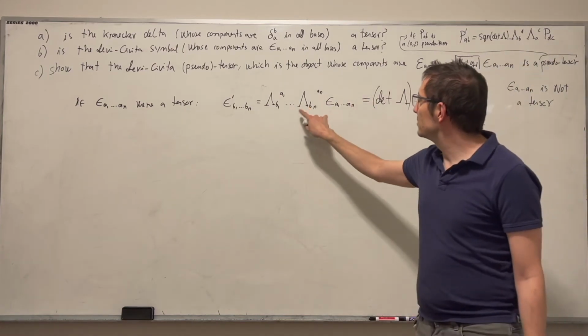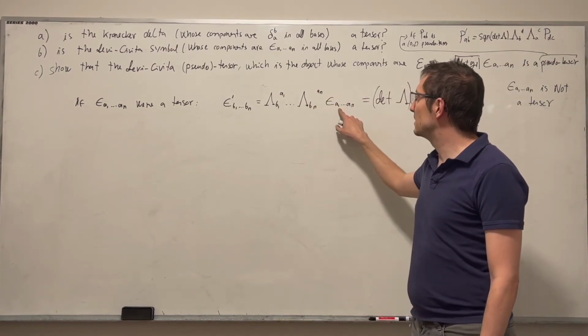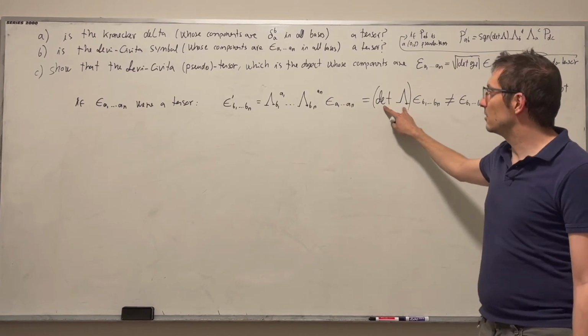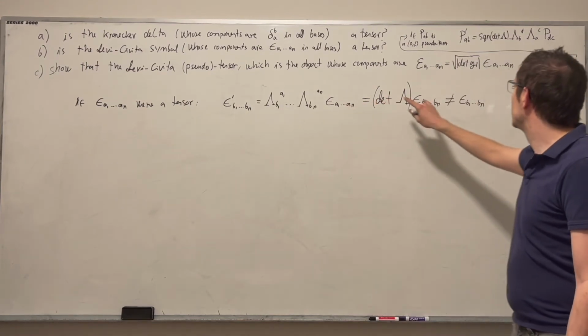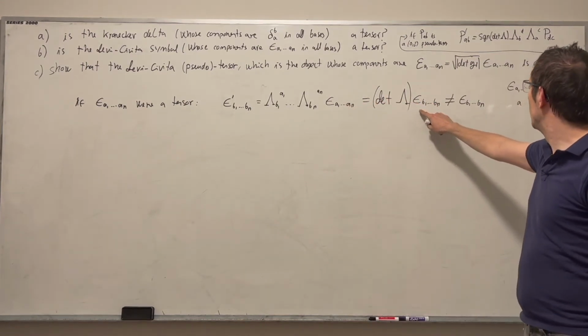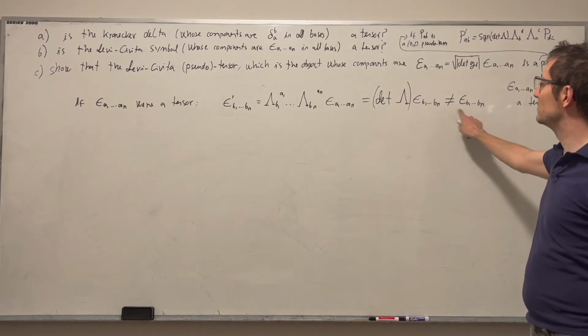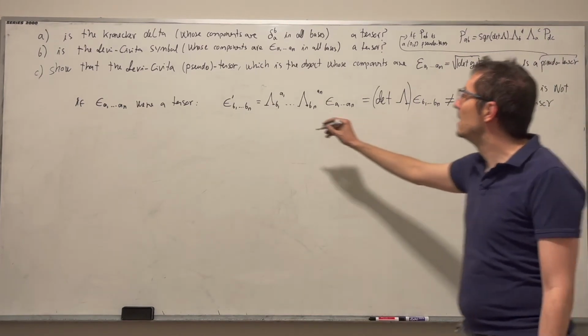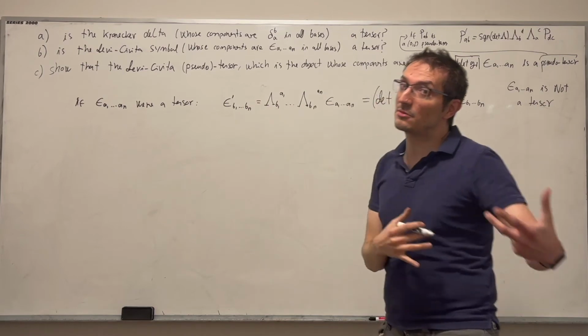The contraction of all the upper indices with the fully antisymmetric symbol gives me the determinant of the change of basis matrix times the fully antisymmetric symbol, which of course is different from the fully antisymmetric symbol because of this determinant factor, and therefore we don't have the same as we go with the delta.